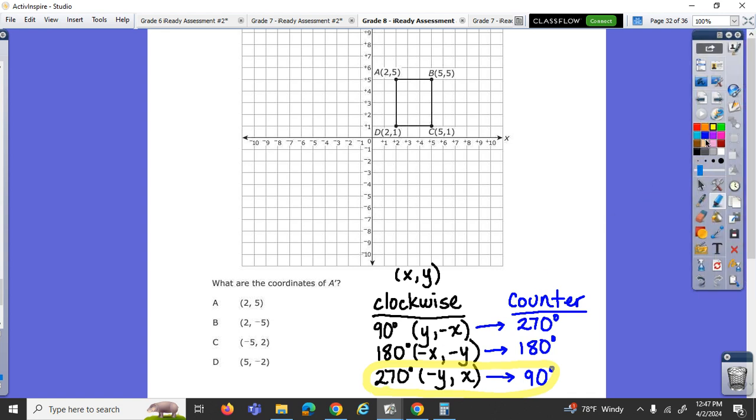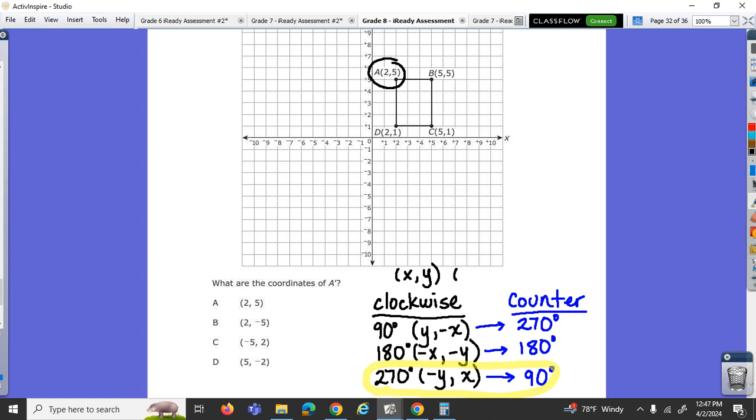We've got our point, our coordinate. A right now is 2, 5. To make it 90 degrees counterclockwise, we need the opposite of y, which would be negative 5, comma x, which x is 2. So negative 5, comma 2, that is C.